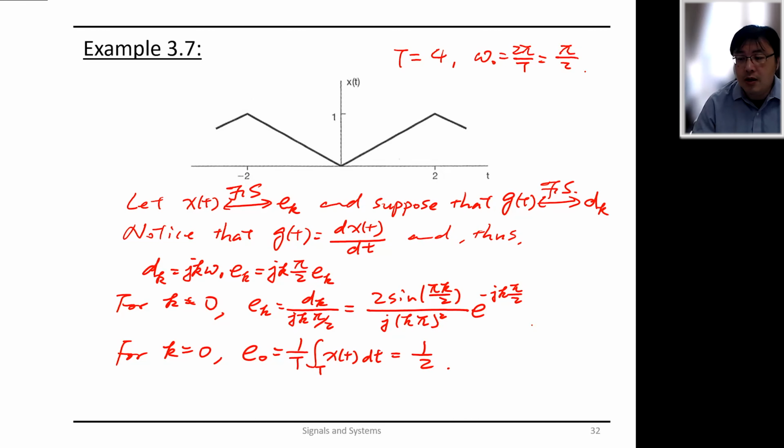So using our knowledge of the Fourier series coefficient of g of t, and by applying the property for differentiation, we readily obtain the Fourier series coefficient for this x of t, whose derivative gives you the signal g of t in the previous example.